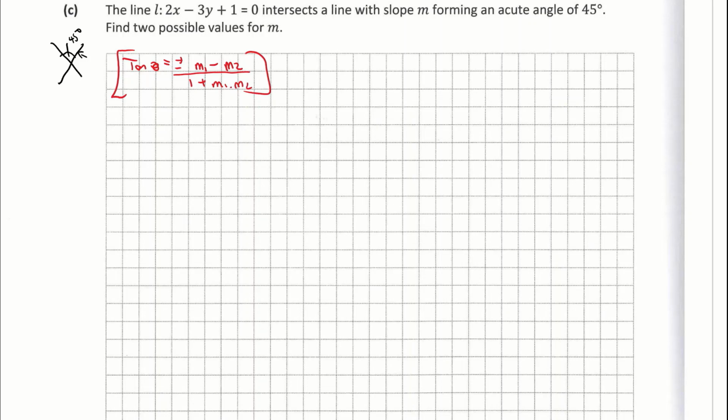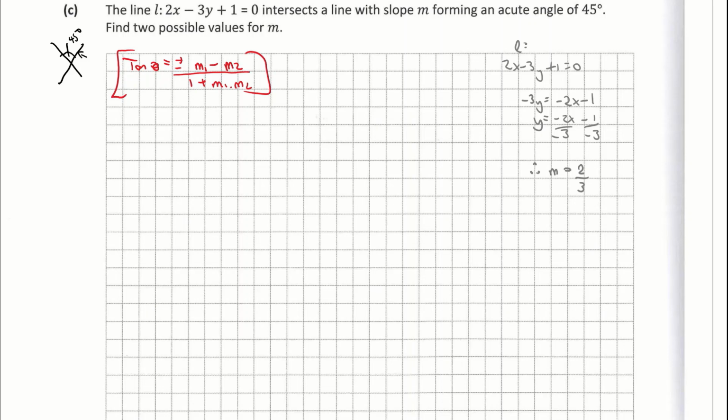Before I start, I need to manipulate the line L. The line L is 2x minus 3y plus 1 is equal to 0. I need to write that in terms of y to get the slope of it. So minus 3y is equal to minus 2x minus 1. That means y is equal to minus 2x over 3 minus 1 divided by minus 3, dividing across by minus 3. So my first slope is equal to positive 2 over 3. The two minuses become a plus when I divide them, and that is the slope of L.